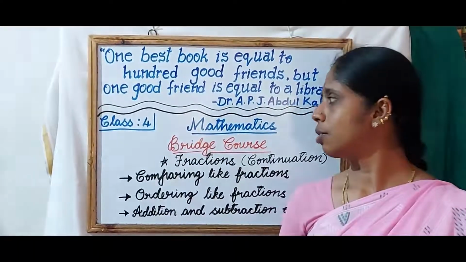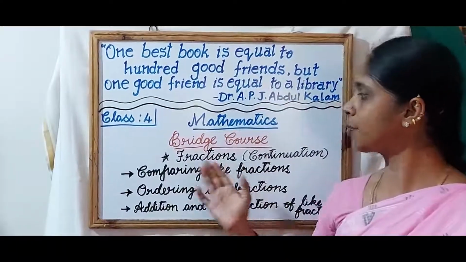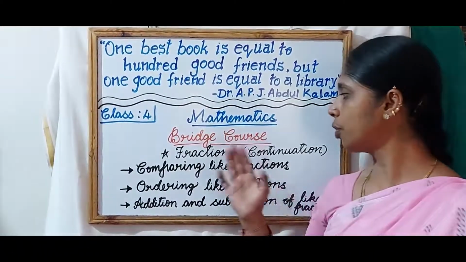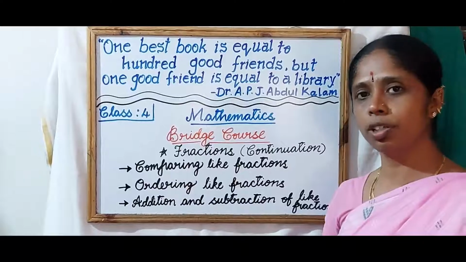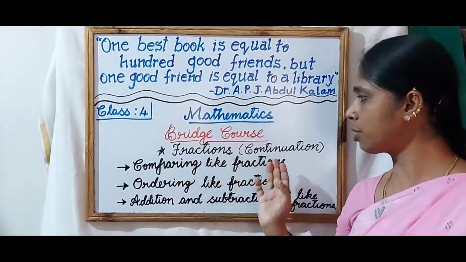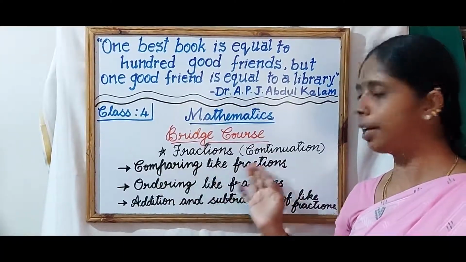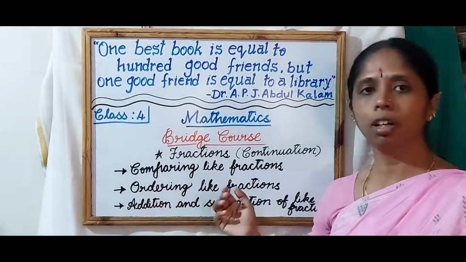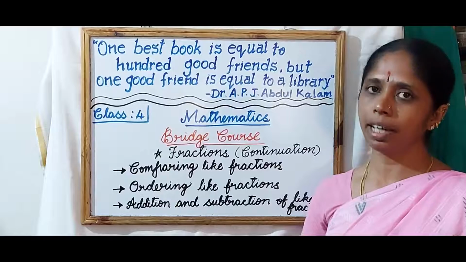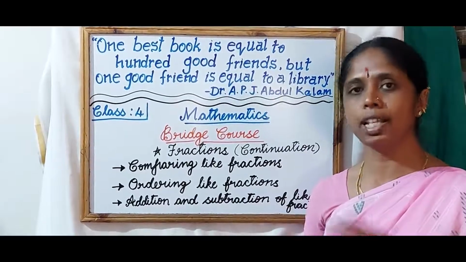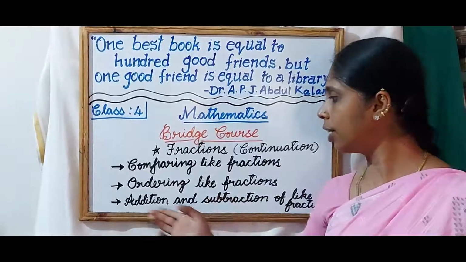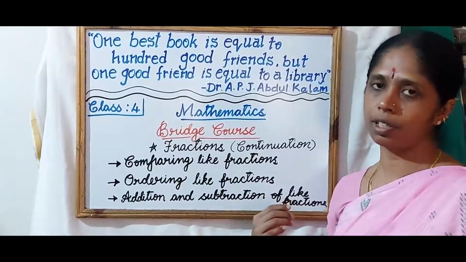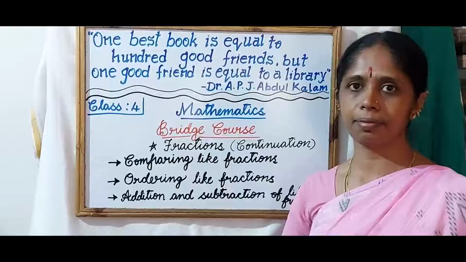Namaste. So we are in the bridge course of class 4. Last class we practiced fractions. Today we are going to continue with the same chapter, fractions. In this we are going to compare like fractions. Then we are going to order, arranging the like fractions in ascending order as well as descending order. Then we are going to add as well as subtract the like fractions. Hope you all are ready.